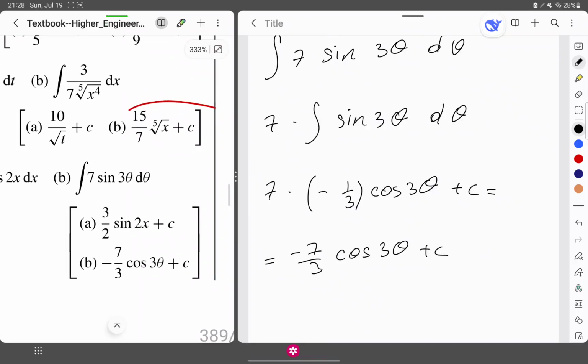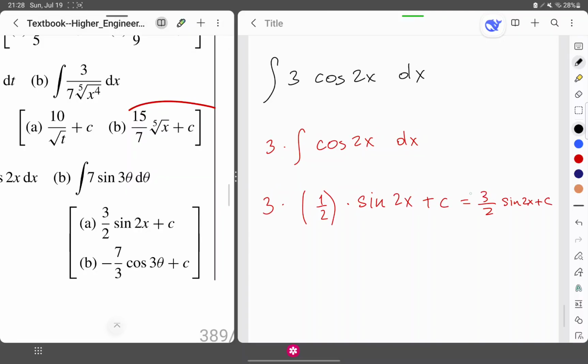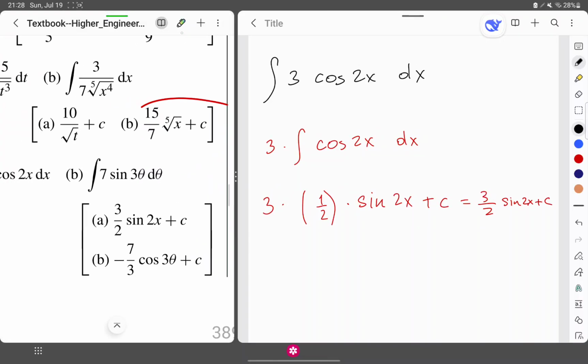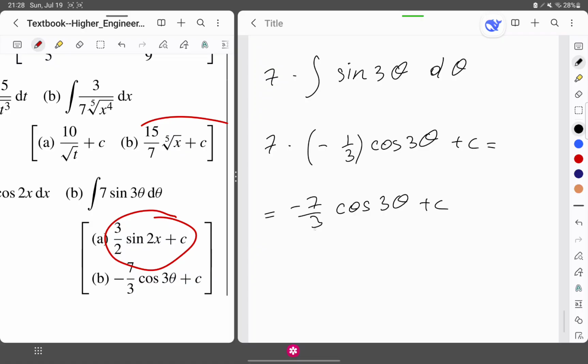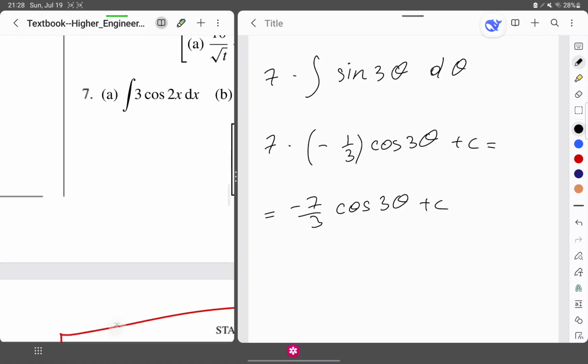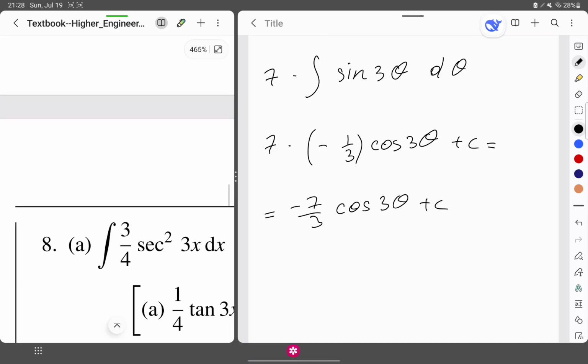Let's check them. This one is 3 over 2 sine 2x plus c, and this one is negative 7 over 3 cosine 3 theta. Yes, true and good. Let's do the next ones.